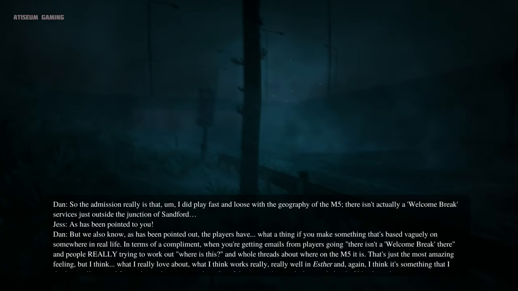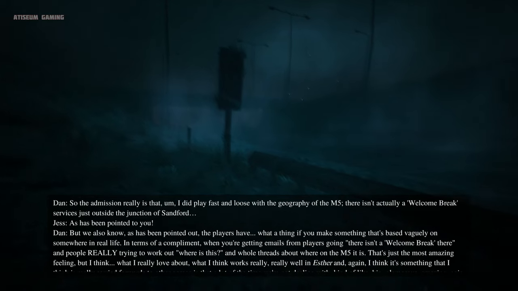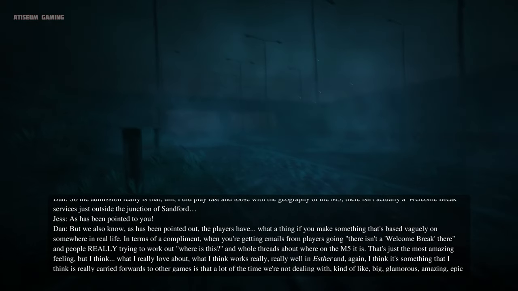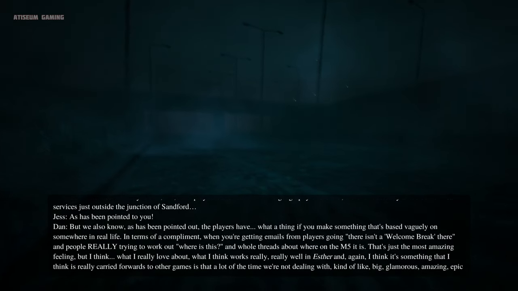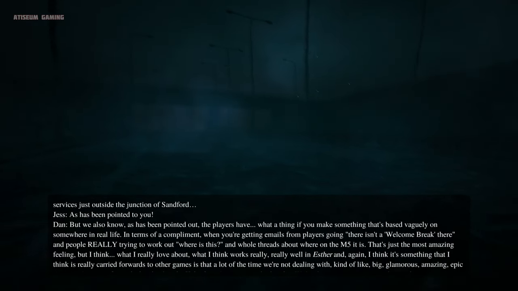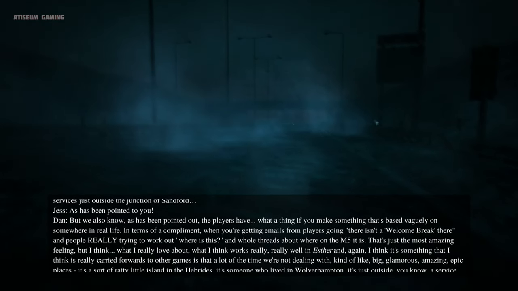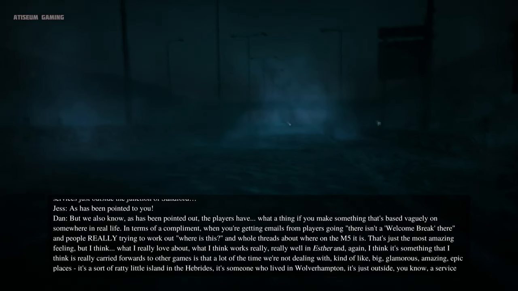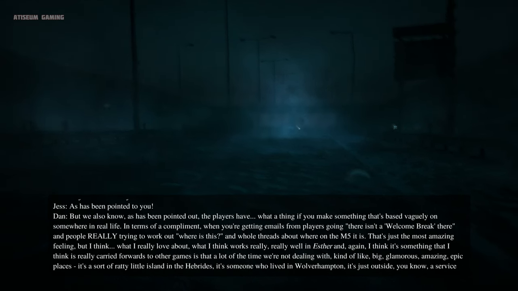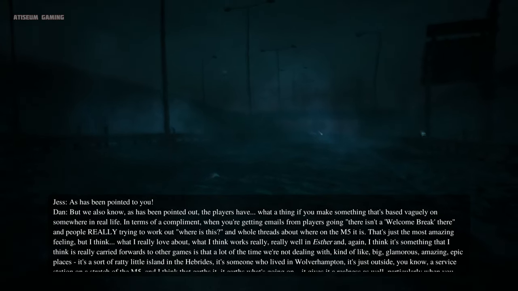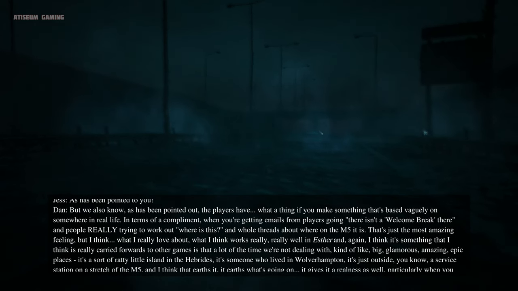So the admission really is that I did play fast and loose with the geography of the M5. There isn't actually a welcome break services just outside the junction of Sanford, but as we also know, players pointed that out to you. What a thing it is if you make something that's based vaguely on somewhere in real life. In terms of a compliment, when you're getting emails from players going, there isn't a welcome break there, and people really trying to work out where this is, and whole threads about where on the M5 it is, that's just the most amazing feeling.